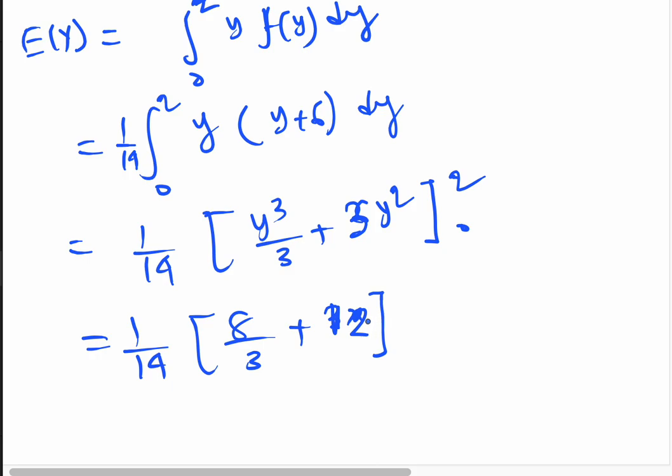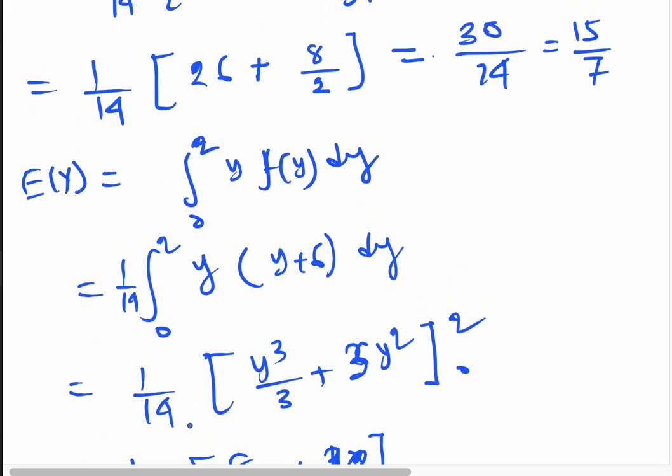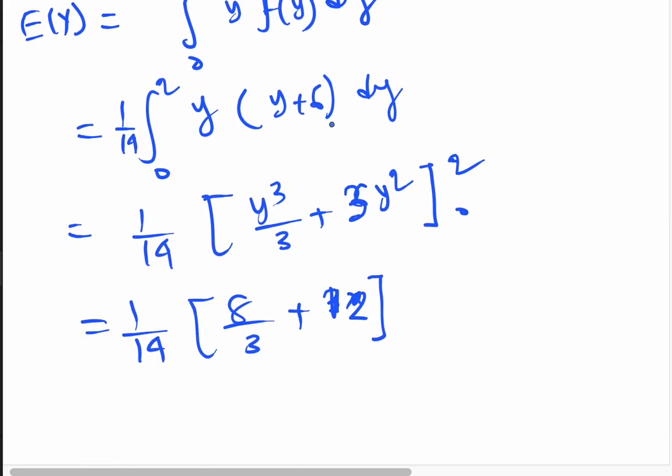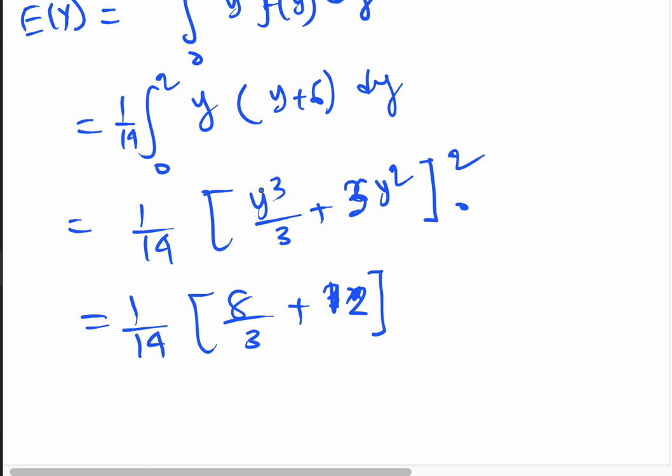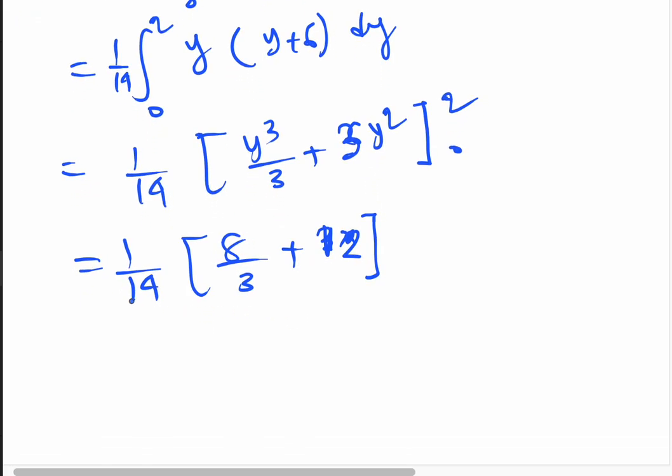So that's it. Did I get it right? So let me check. This is y square with 3y cube plus 63y square by 2. So this is 412, and you will see it is y square plus is 2.